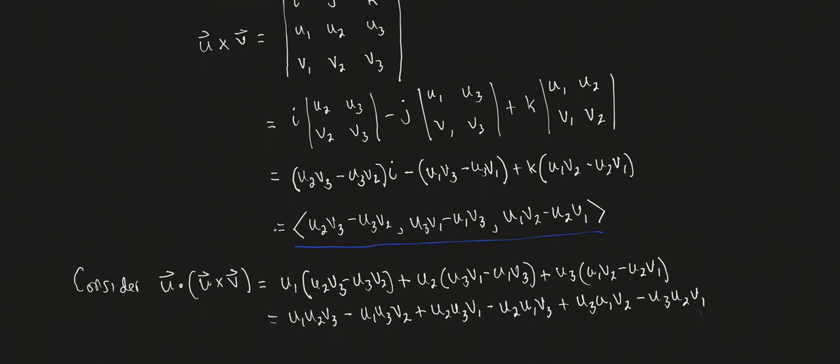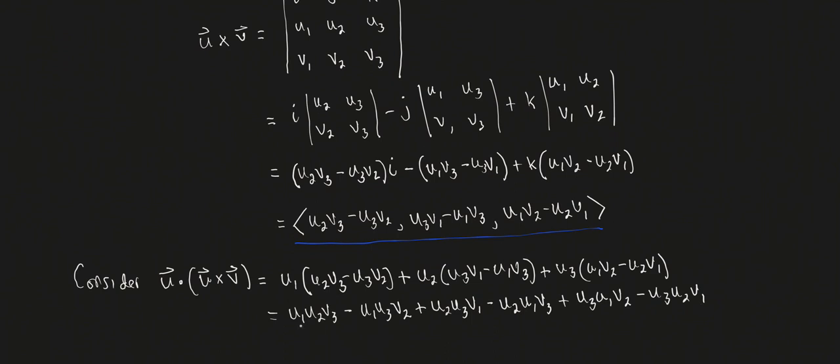Now, let's take a close look. So we have a term here that's U1 U2 V3, right? Well, take a look at this and take a look at this. These are exactly the same, except this term is negative, this term is positive. So they'll actually cancel each other out. Wow. Let's look at this term here.